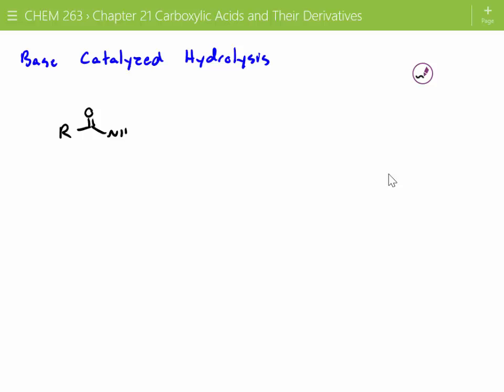You have your amide, but this time it's 2 steps. You take sodium hydroxide, you run this under a high temperature condition, and then at the end you need to reprotonate, so you add in dilute acid. And again, you can get to your carboxylic acid. The mechanism for this is a little bit different.